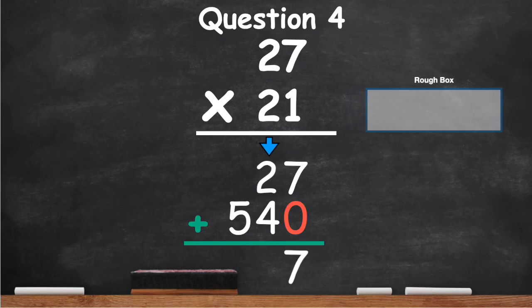Now we're going to do the tens column. So let's write 2 plus 4. 2 plus 4 equals 6. So let's write 6 down in the tens column of the answer section.